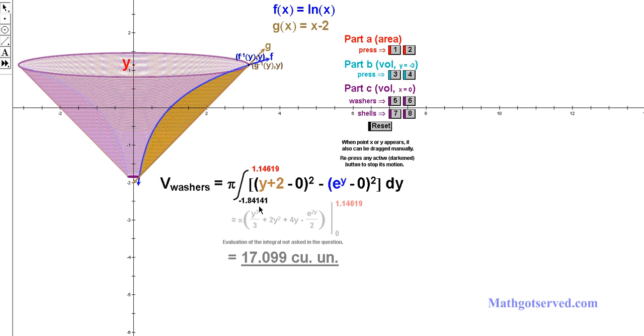Notice that our limits of integration are the y-coordinates of our points of intersection, and then we have the function to the right, which is a linear function, minus 0, like we did earlier, squared. That is the outer radius. And then e to the y, the function to the left, minus our axis of rotation, 0, squared, is the inner radius. Outer radius squared minus inner radius squared, dy. When you plug it in your calculator, you get 17.099 cubic inches.